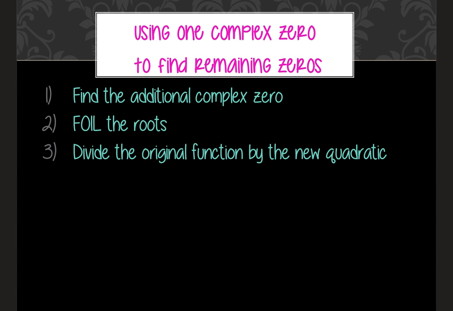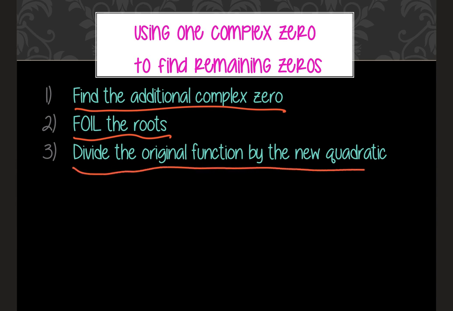Use a complex zero to find the remaining zeros. So in these questions, it's going to say, here's your big polynomial. One of the roots is blank, okay? And it will be an imaginary root. Find the remaining. So you're going to find the additional one, which will be the complex conjugate. If I said that 5i was a root, I would add on negative 5i. Then we're going to FOIL out the roots that are given. You'll have 2. Your i's will cancel out. And then you're going to divide the original function by your new quadratic expression, and you will get the remaining 0.